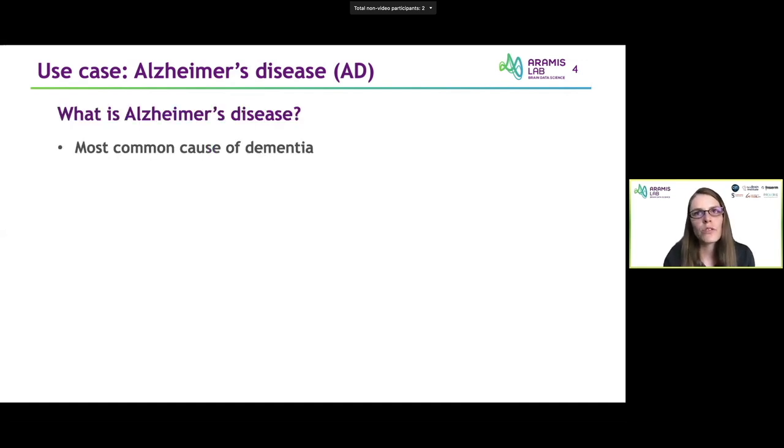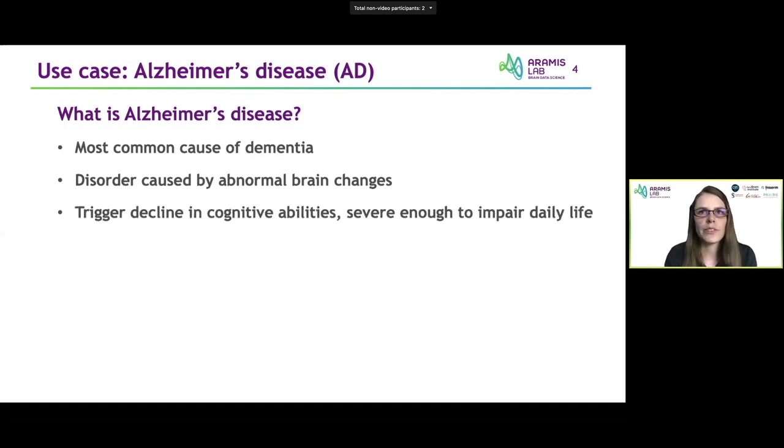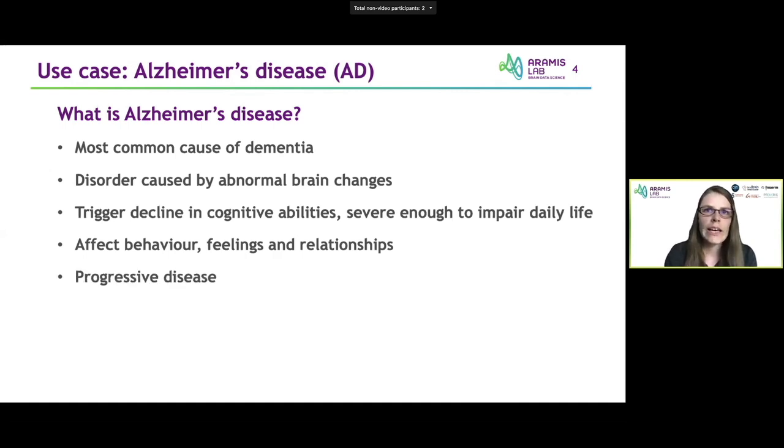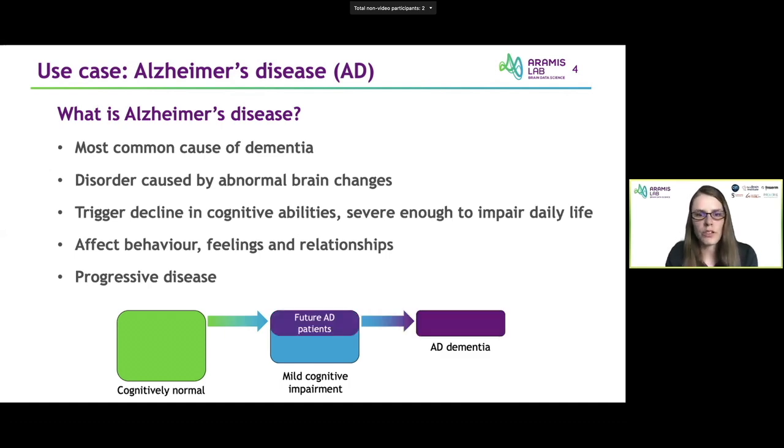Alzheimer's disease is the most common cause of dementia. It is a disorder caused by abnormal brain changes that trigger decline in cognitive abilities that are severe enough to impair daily life. It affects behaviors, feelings, and relationships. And Alzheimer's is a progressive disease. Cognitively normal subjects can start with mild cognitive impairments that may or may not progress to dementia.